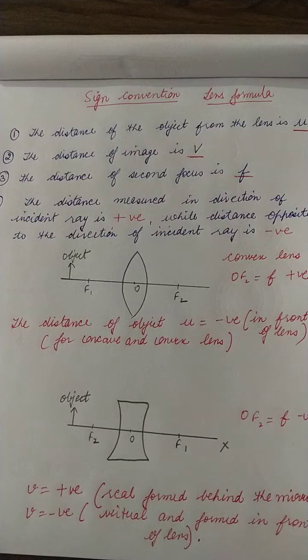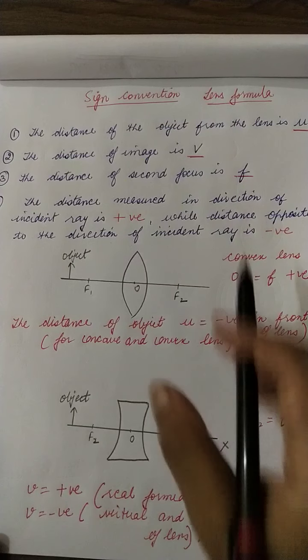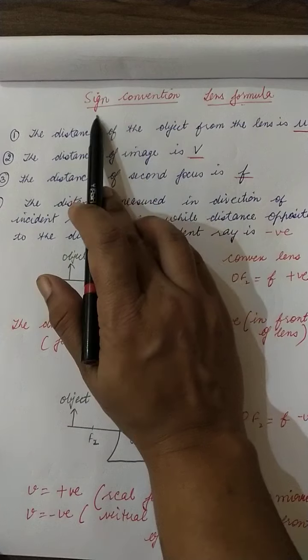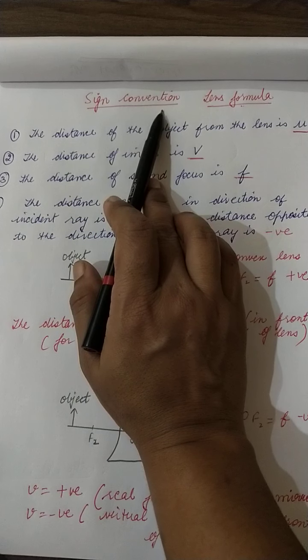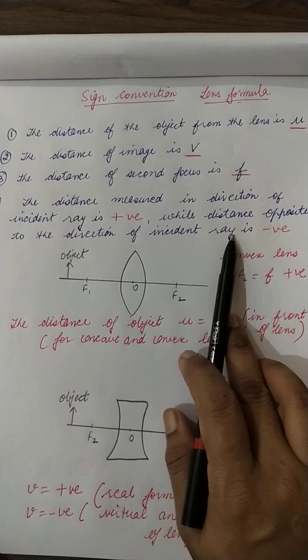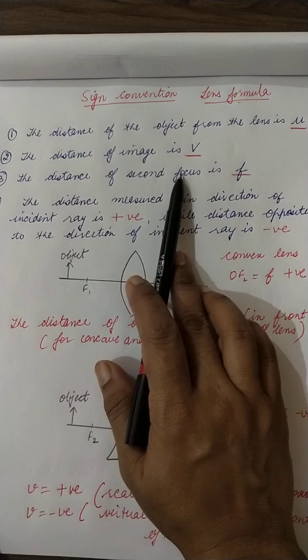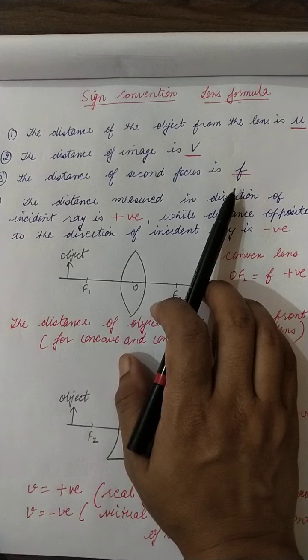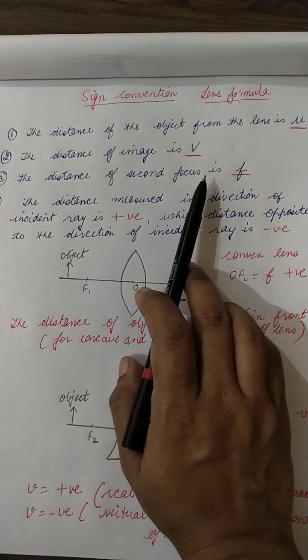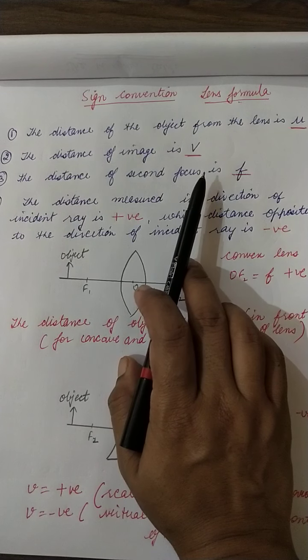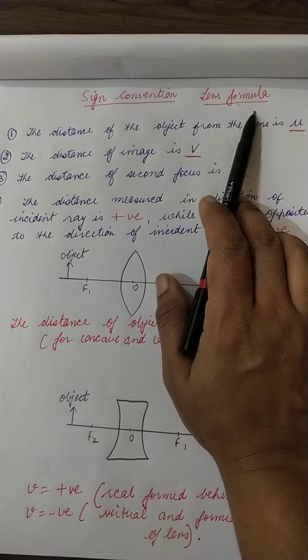As you know, we have started our chapter, refraction through plane surfaces. Till now we have done concave and convex lens, right? And today we will start with the lens formula. Before starting the lens formula, I want to teach you about sign conventions. With the help of sign convention, we will find the distance of the object from the optical center, distance of the image, and distance of the focus, right? So, in sign conventions, we use some points to draw the diagrams and to derive the lens formula, right?